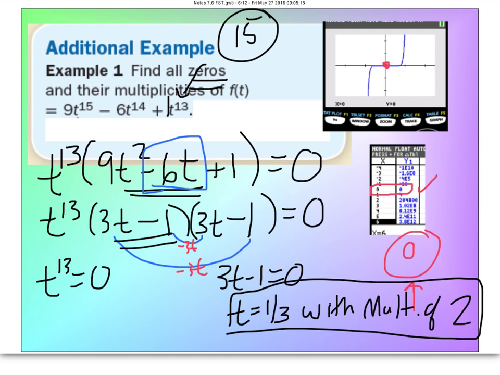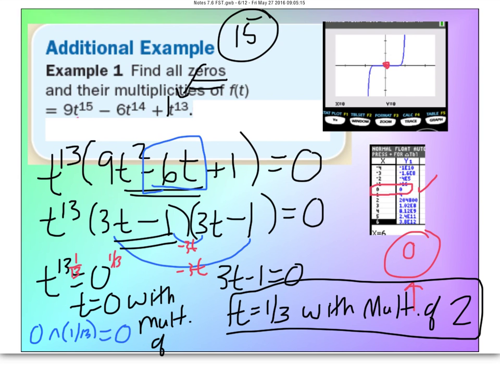Now be careful. How do you get rid of the little exponent of 13 here? Well, you raise to the 1/13 as a little exponent. That's the 13th root. You can actually type this into your calculator though. What you would type is just 0, the caret, and then in parentheses 1/13, it's going to be 0. So the answer to this one is t equals 0, but with the multiplicity of 13, since this one happens 13 times.